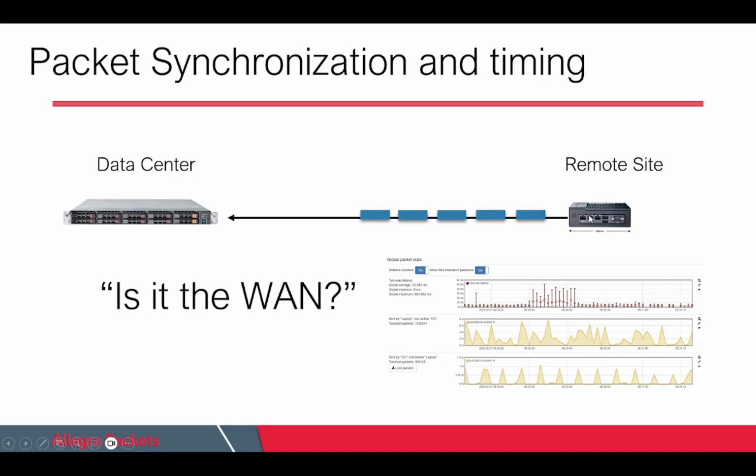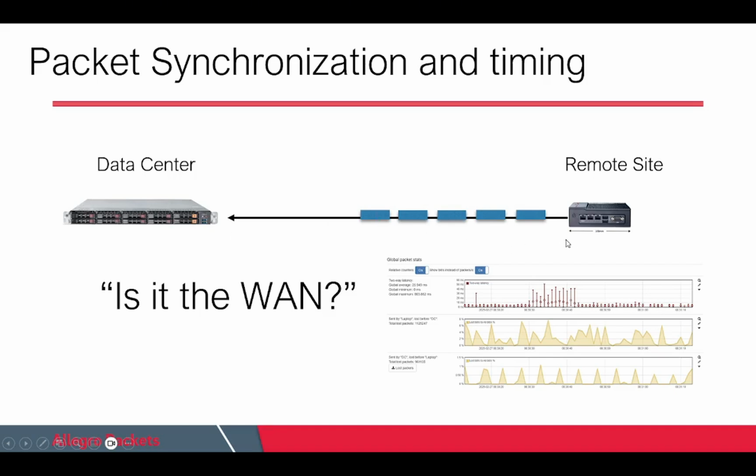And one of the things that's very easy to do and built directly into the Allegro software itself is synchronizing those Allegros. So for example, in this chart, say that we've got a user or multiple users at this remote site. They're accessing a resource in the data center. Those packets go through the Allegro at the remote site and then arrive at the data center.